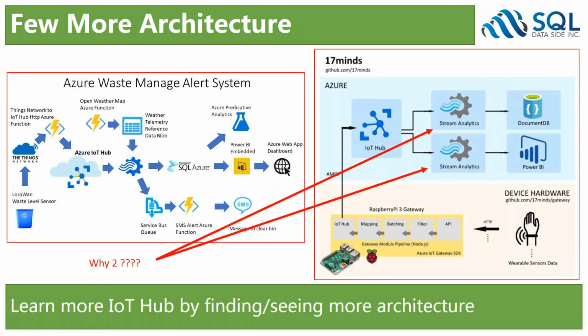Another architecture. Why am I showing a variety of architectures? Because if you don't see a variety of architectures, you will not learn. Here's a good example. Today I'm going to present IoT Hub, Stream Analytics, and Power BI. This is the route. But the question is, why do we have two? Stream Analytics can support multiple destinations, but in this case, I have two Stream Analytics doing the job. Well, the reason is it's a job.